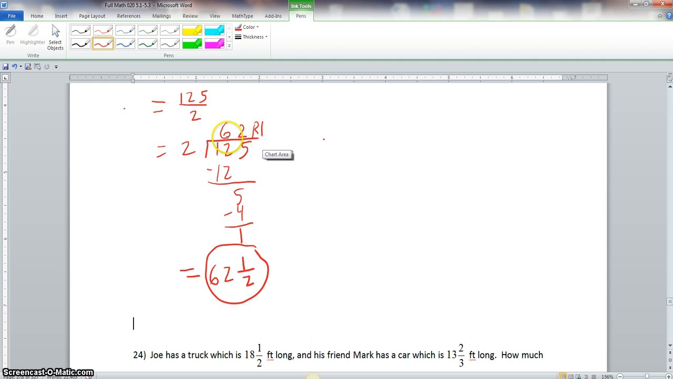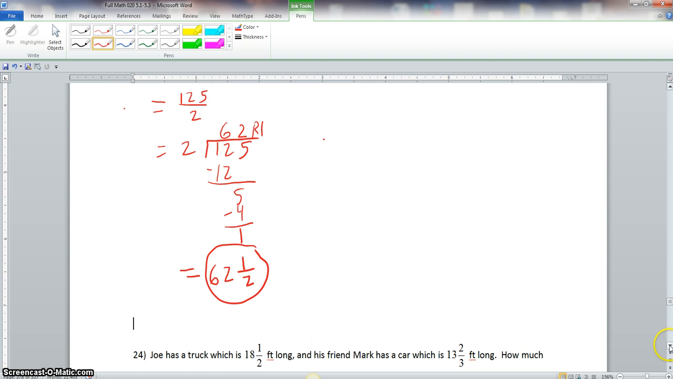Now, this number in front of our remainder, which is our integer, will be the integer to our mixed number. It'll be 62. Our denominator will stay 2, and our remainder is our numerator. So our final answer is 62 and 1/2.